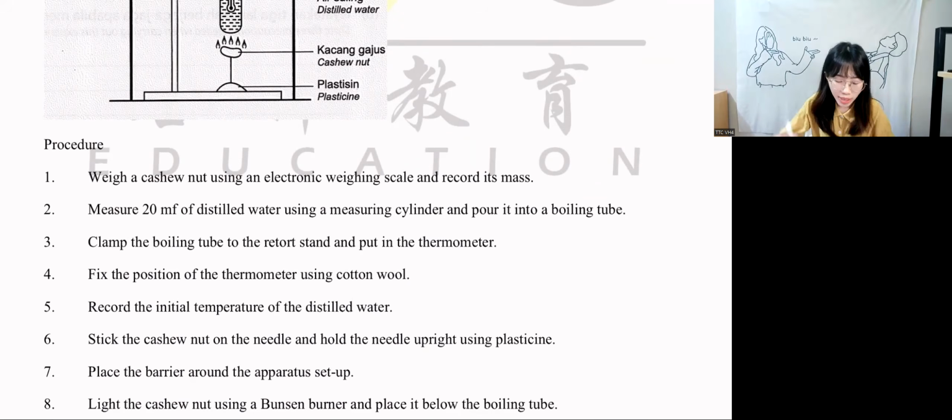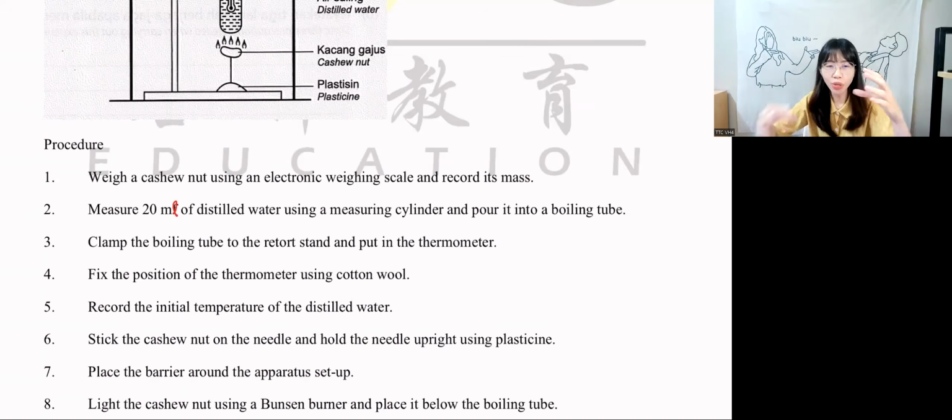And then you measure 20 ml of distilled water using a measuring cylinder and pour it into a boiling tube. Okay, you pour it into the boiling tube and then you clamp the boiling tube with the retort stand. So you put the thermometer, right? When you put the thermometer, you have to stuff it with cotton wool to fit with the thermometer. Then you record the initial temperature. Later, I will teach you how to look at the thermometer, you have to be at eye level.